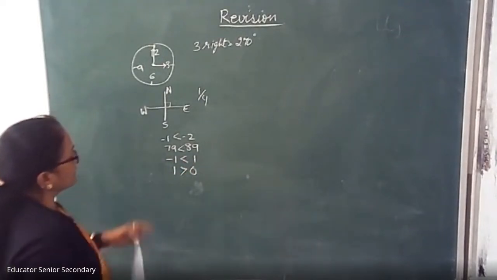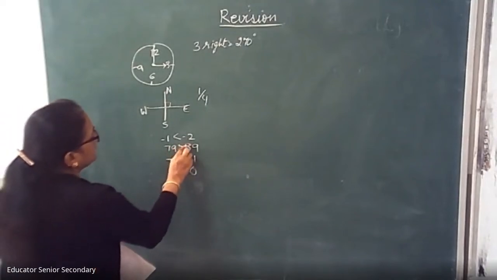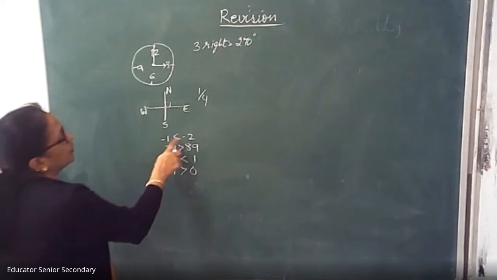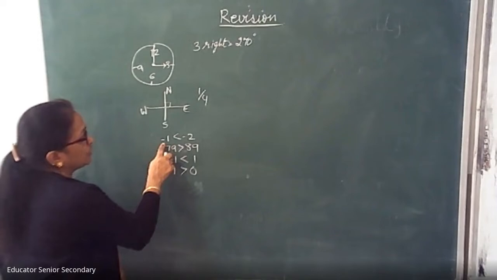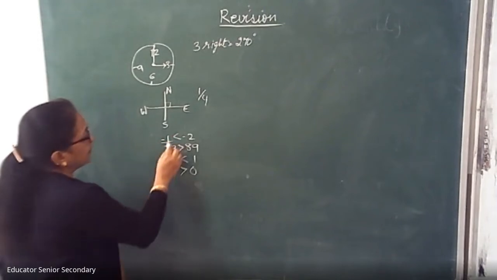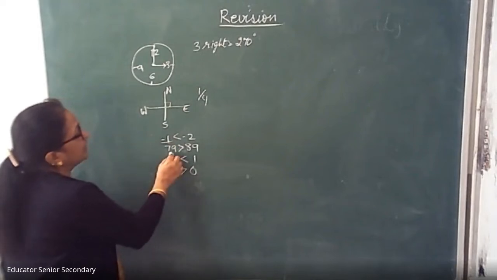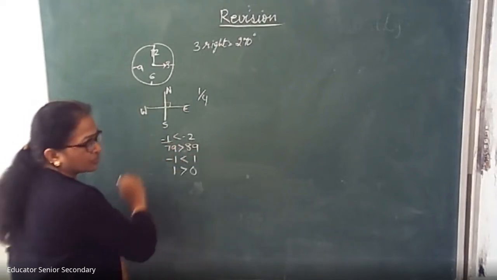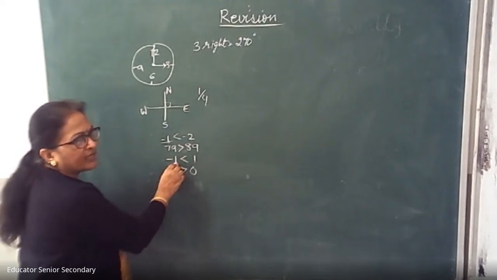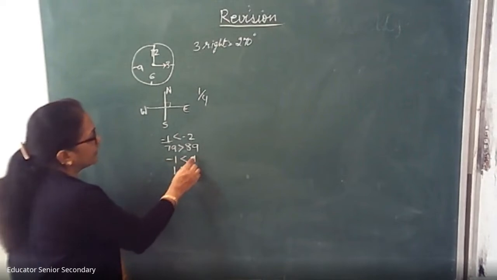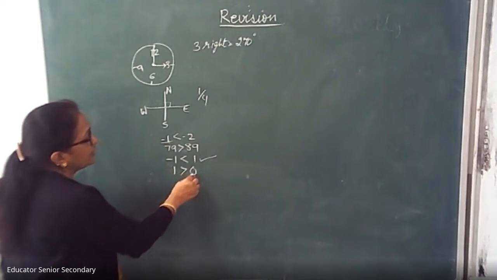Now, if you look at this, minus 1 is smaller than minus 2 is not possible because minus 1 is greater than minus 2. It is the largest negative integer. Then, 79 is smaller than 89 is correct. Minus 1 is smaller than 1. We always say that all negative integers are smaller than positive integers. So this is correct, and 1 is greater than 0 is also correct.